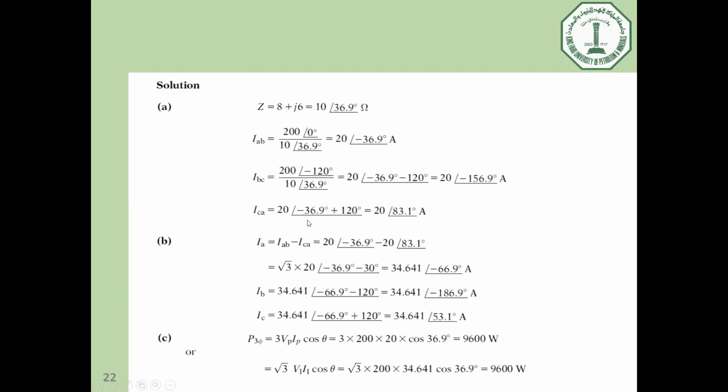Any questions, Shabab, in this part? Is it clear? Clear, Doctor. Yes, clear. Good.